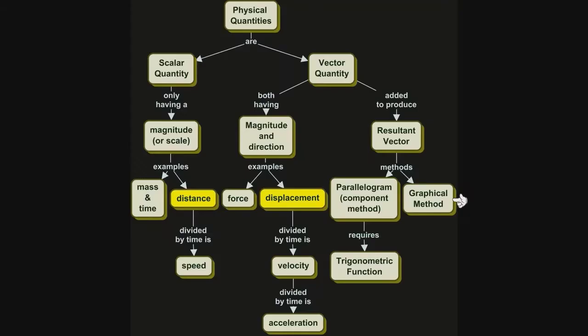In finding the resultant vector, there are actually two methods. The first method is called the graphical method.